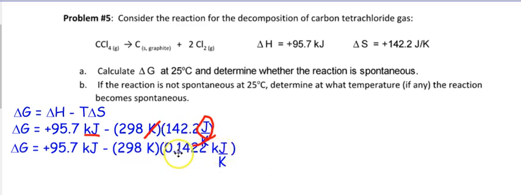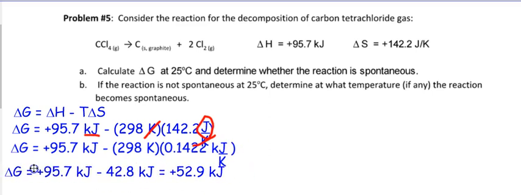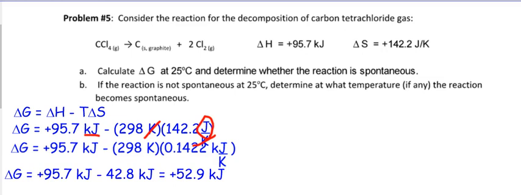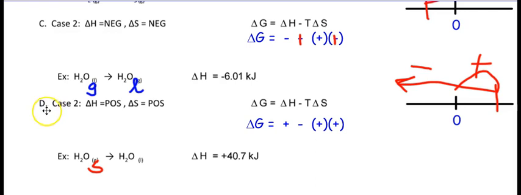So it's 0.1422 kilojoules per Kelvin. And then when I do that, I get a positive 52.9 kilojoules. At 25 degrees Celsius, it is not spontaneous because delta G is positive. So like I said earlier, when we have a positive and a positive, let me scroll back to the prior page. In case letter D, when we had a positive and a positive, when will this thing work?